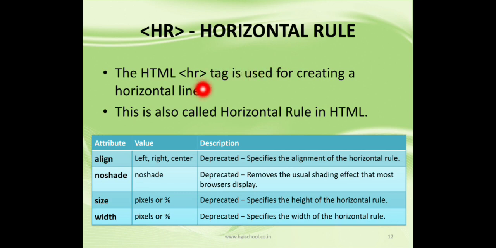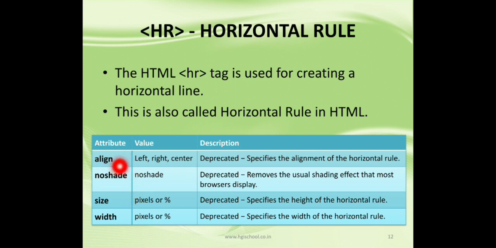So the HR tag is an empty tag, it does not have a closing tag. It is used for creating a horizontal line. Its full form is horizontal rule. It is also known as horizontal rule in HTML. Here there are 4 attributes of the HR tag that you should remember.